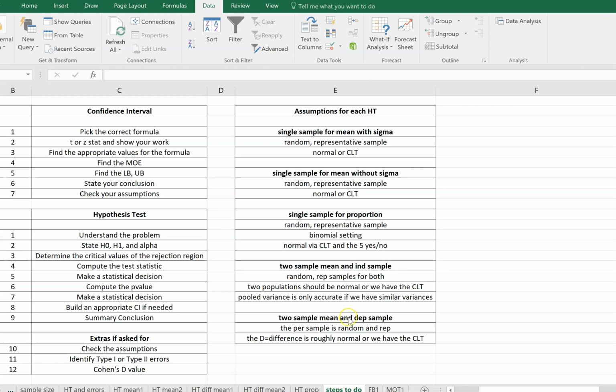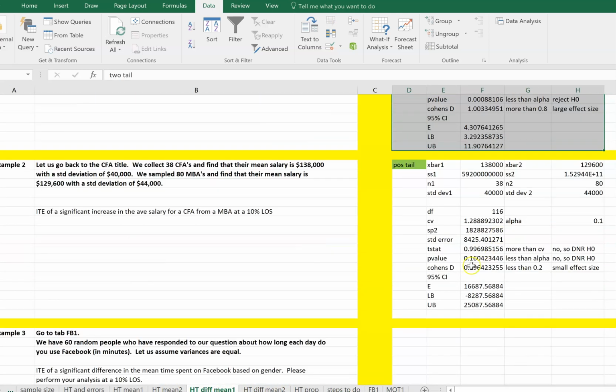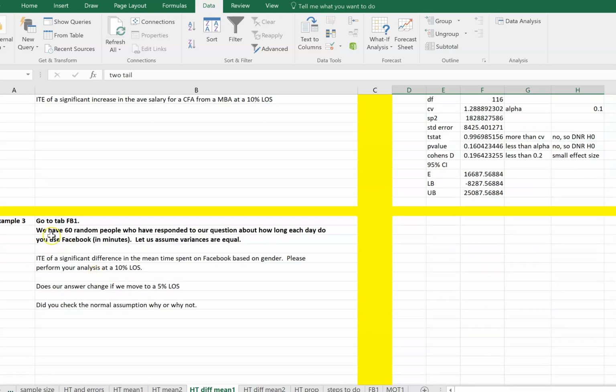All right, let's get into our problem today. So our problem today, when we're looking at hypothesis difference for the mean one, is right here. We have 60 random people who have responded to our question about how long each day do you use Facebook in minutes. Let us assume the variances are equal. So that's one of our checkpoints. Let's just assume that's equal, just so we can move on in working with the hypothesis test. Got it. Is there a significant difference in the mean time spent on Facebook based on gender? Please perform your analysis at a 10% level of significance.